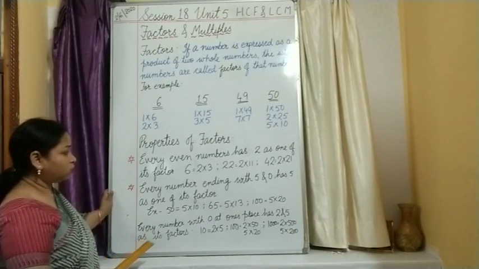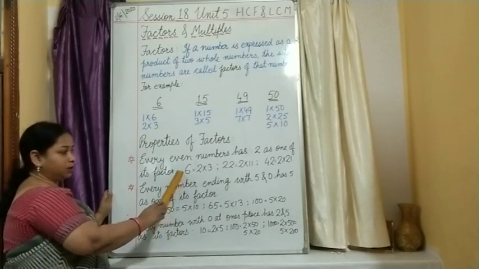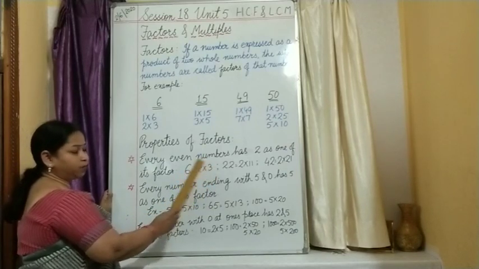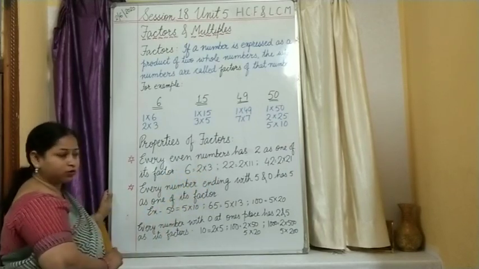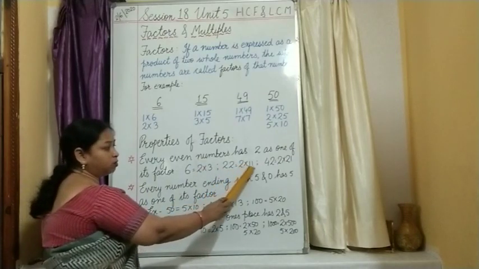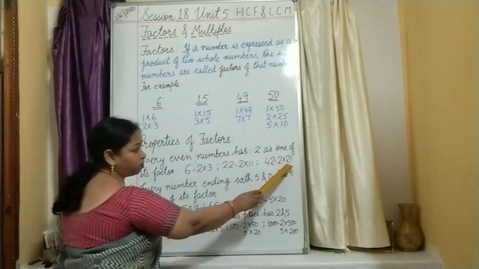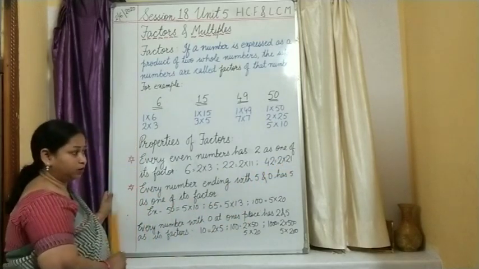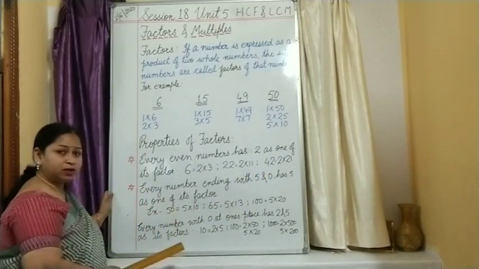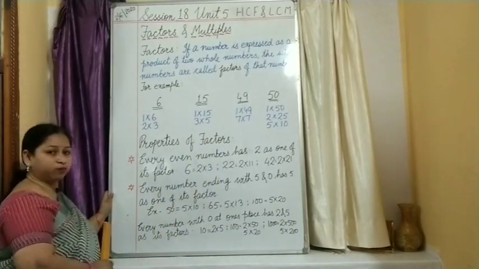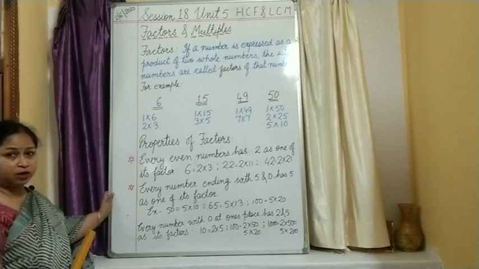Okay. So if you have an even number, let us say 6, let us see what are the factors. 2 multiplied by 3. So 2 is a factor of it. 22: 2 multiplied by 11. So 2 is a factor of it. 42: 2 multiplied by 21. So as you can see, every even number has 2 as one of its factors. Clear? Example is clear to all?